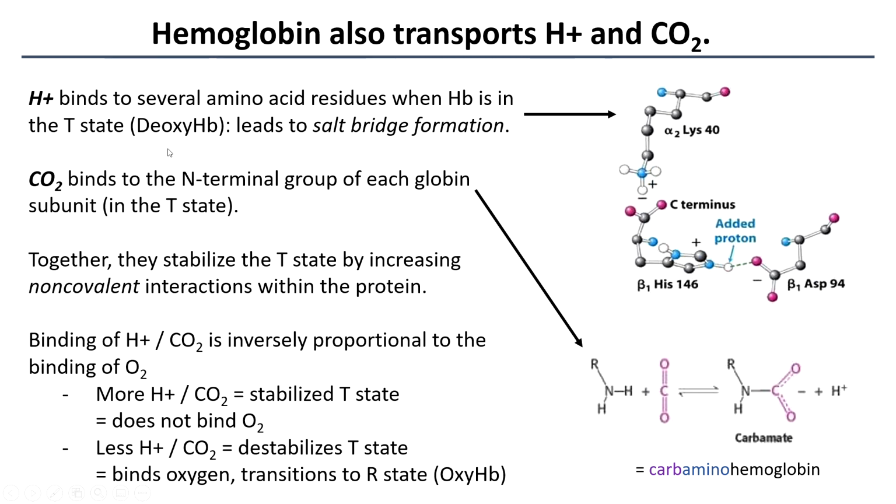Carbon dioxide is actually capable of binding to the N-terminal group of each globin subunit only when it's in the T state. And so when it's in the T state, this N-terminal carbamate, so this N-terminal group, I'm sorry, this should be the C terminus, not the N terminus.